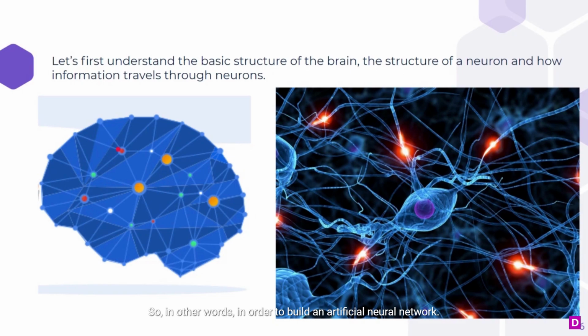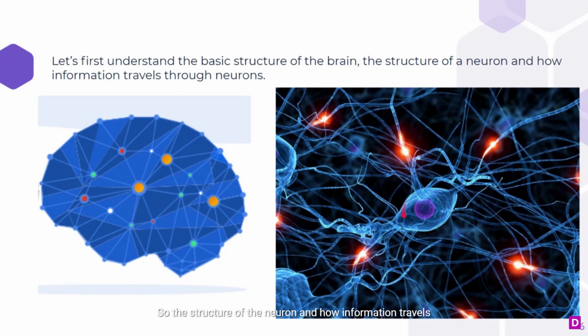In other words, in order to build an artificial neural network, it is very important that we go deep into the structure of a human brain. Once we get a gist or an overview of how a human brain works, it is pretty easy to understand the methodology behind the structure of an artificial neural network. So let's first begin with understanding the basic structure of the brain.